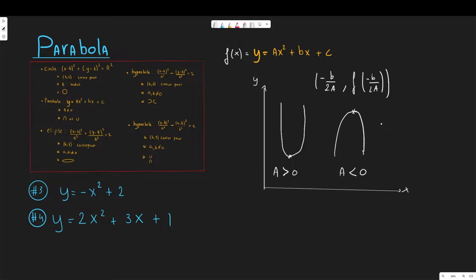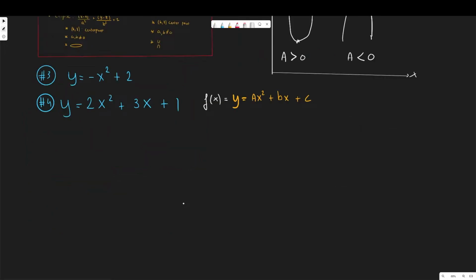So now let's apply this in some exercises. For our third exercise, we have that y is equal to negative x squared plus 2. If you look at our general equation, we can already see that our a coefficient will be equal to negative 1, and our b coefficient will be equal to 0, because we don't have an x term in our specific equation. If this isn't obvious to you, you can just imagine a plus 0x in our equation, which doesn't change anything, but lets us know that our b coefficient is in fact 0.